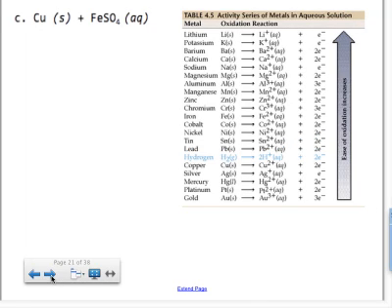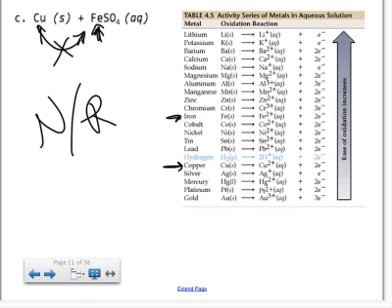Copper reacts with iron sulfate. So let's find copper on the chart. It's down near the bottom. And iron, as we've seen before, is kind of in the middle of the chart. So iron is above copper, which means iron is more reactive than copper. So copper cannot replace iron in this compound. So there is no reaction. NR, it can't happen.